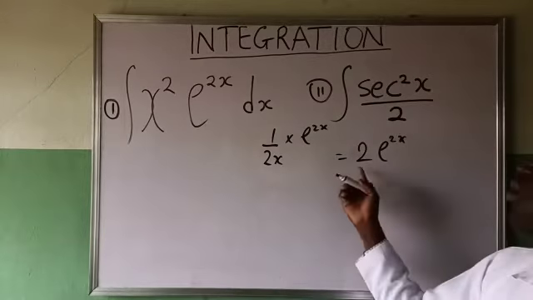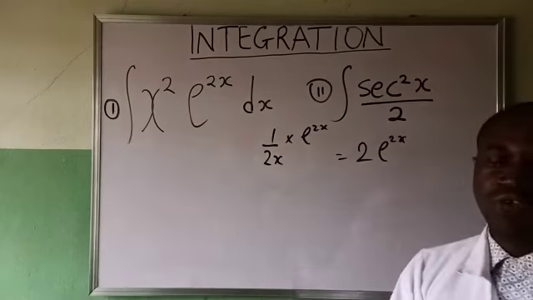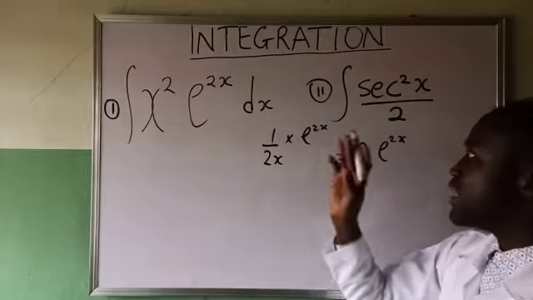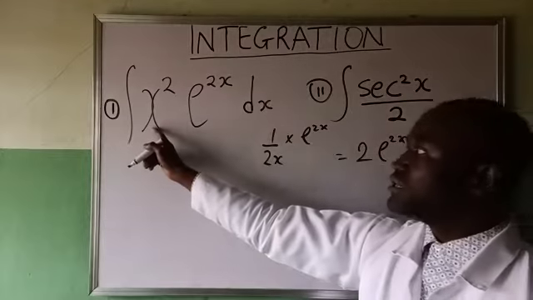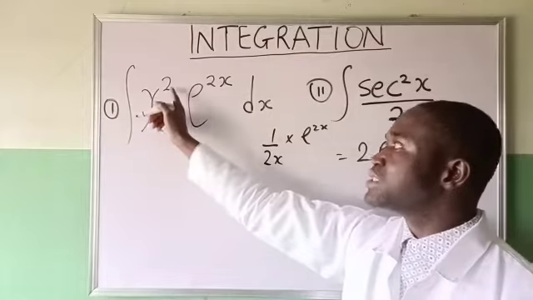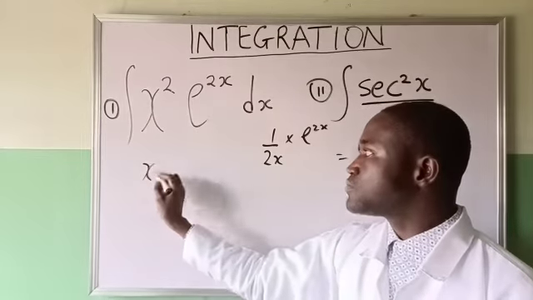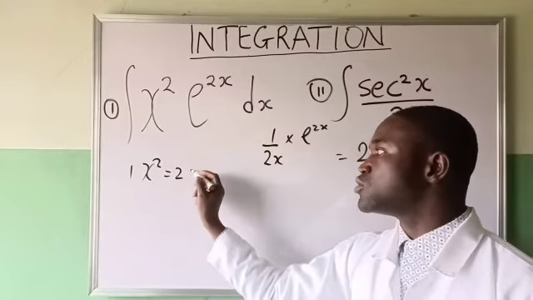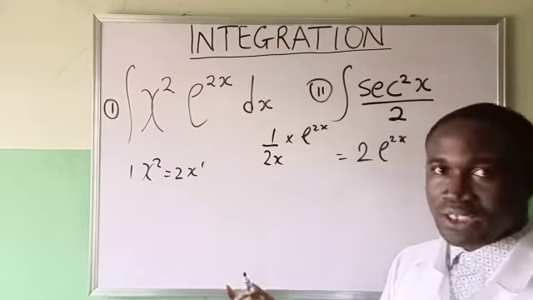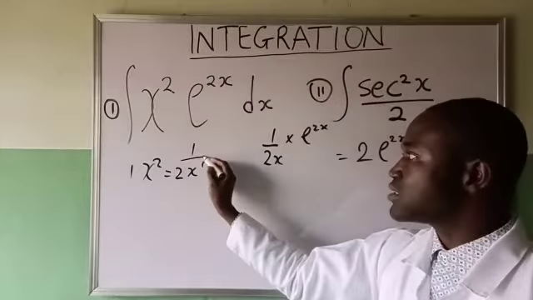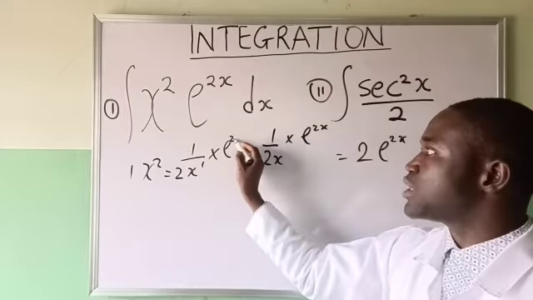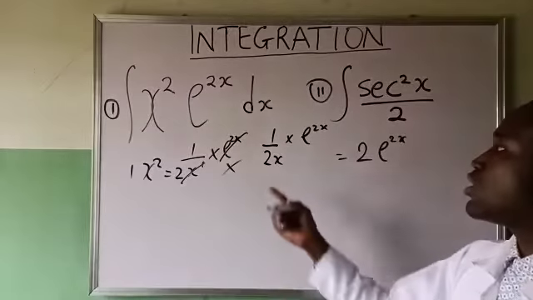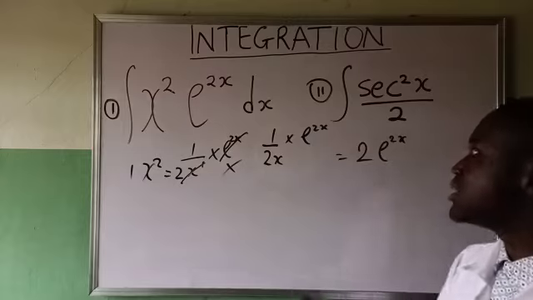If you want to know how we are doing this, check the videos we have uploaded on my channel. We have explained this, but let me explain it again. Differentiate this, that means the power times the coefficient. 1 times 2, 2. 2 minus 1, 1. You have 2x to the power 1. Invert it. Check whether it will cancel exponential 2x. Can this cancel this? No, not possible, because exponential 2x and 2x are not the same.